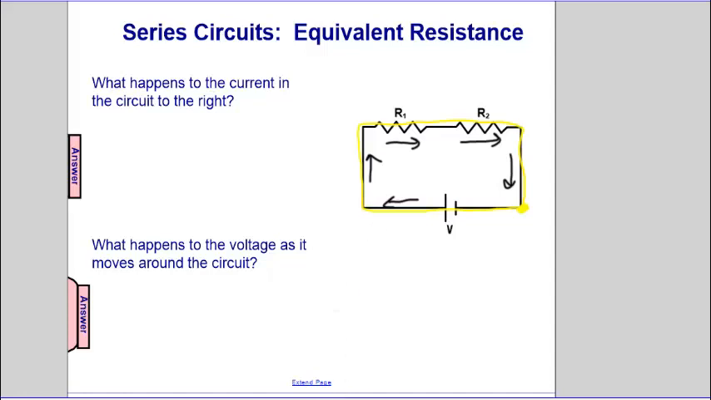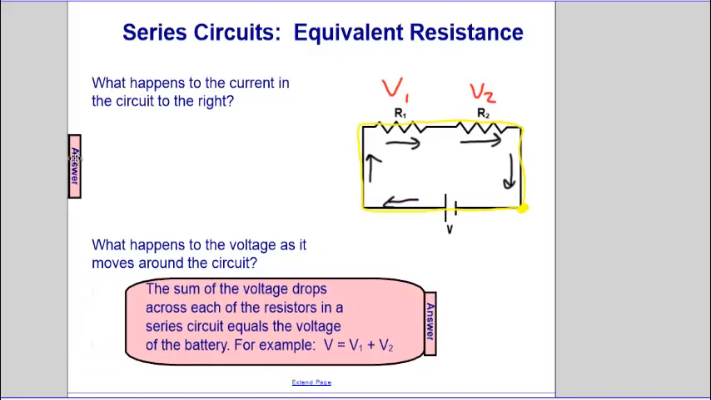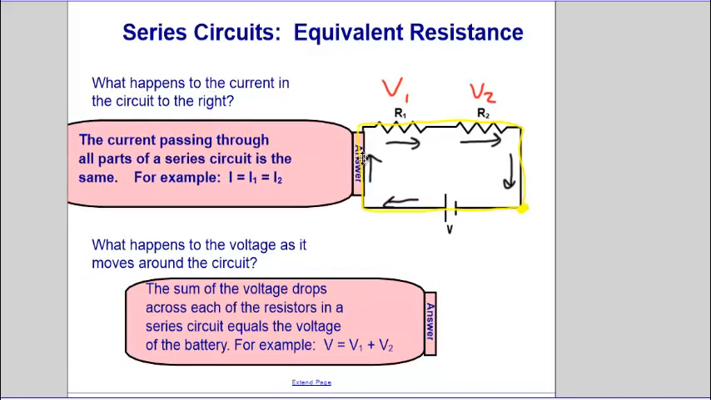If we refer to the voltage across R1 as V1, and we call that one V2, the sum of your ups, V of the battery, would be equal to the sum of your downs. So V equals V1 plus V2, and I everywhere is the same. Now sometimes when I teach this, I'll say in a series circuit, current is king.